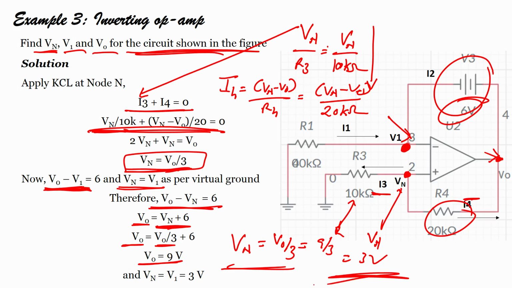So, this is how I can find Vn, V1 and Vo for a given circuit of an inverting amplifier. Okay, guys.